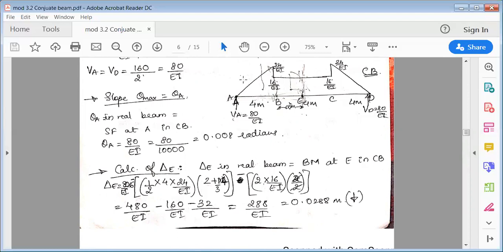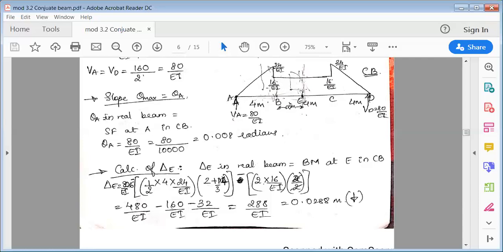So to the left side, clockwise is positive. So it is VA, that is 80 over EI, into perpendicular distance to reach E. So perpendicular distance is 6. So it is 80 over EI into 6. Next, area of this triangular load.